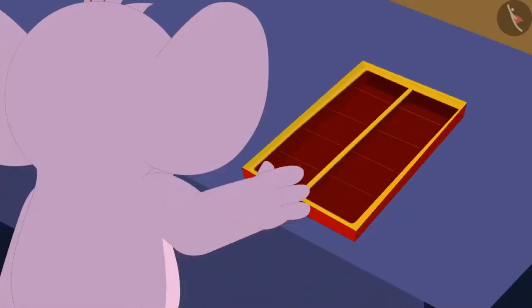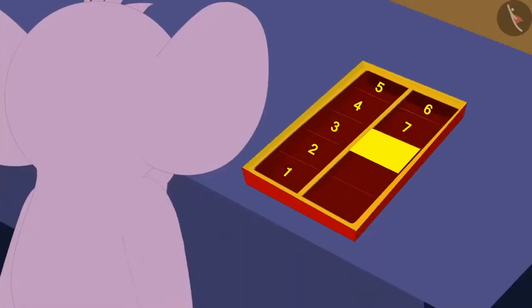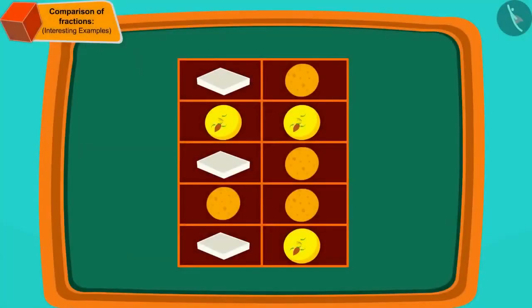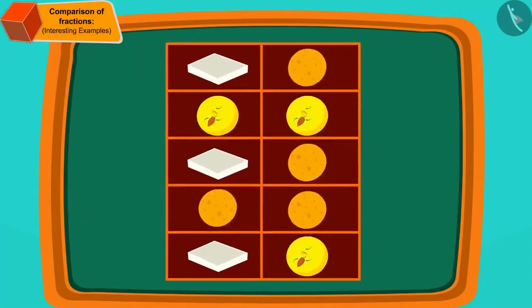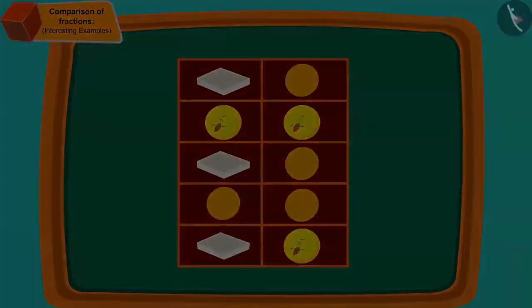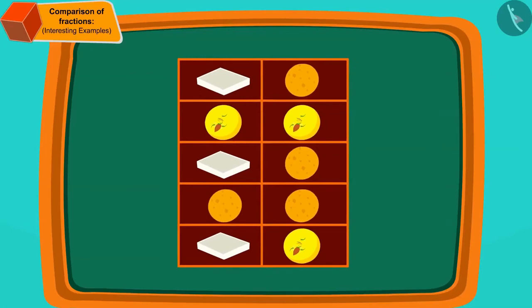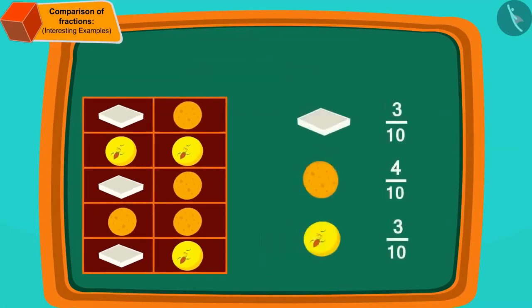So Appu divided the sweet box into 10 equal parts like this. Now Appu put Kaju Katli, Laddu and Peda in the sections in this way. We can write the different sweets filled in the box in the form of fractions in this way.